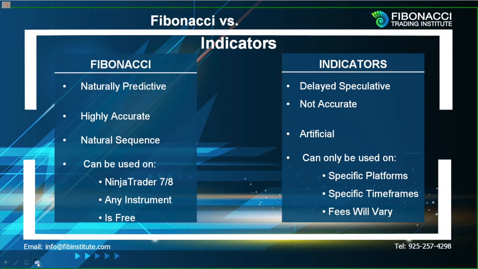Indicators are delayed, artificial, speculative. Fibonacci highly accurate, indicators not. Fibonacci tells you to the tick where to exit your position. Here's a reminder.